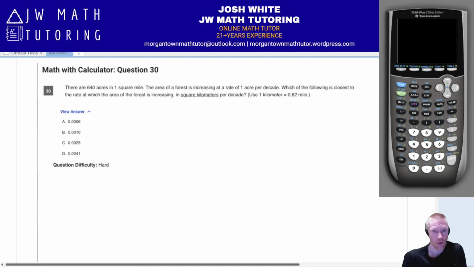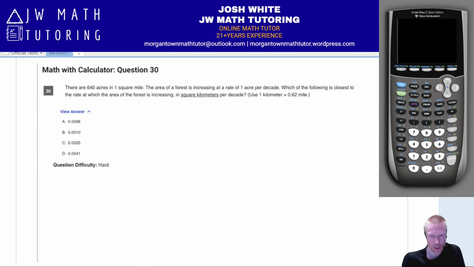All right, in question number 30, here you basically have a unit conversion type problem. So this one can be done kind of using techniques you might have learned in chemistry if you've taken that. Essentially, it's like dimensional analysis. So it's talking here about a rate, 1 acre per decade, but they want to convert that rate to number of square kilometers per decade. So I'm going to start with, say, 1 acre per decade. The decade part doesn't matter because we don't have to convert the time, but I'll just write it here for now.